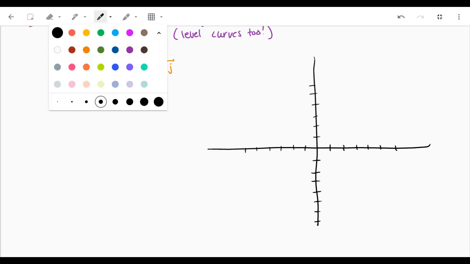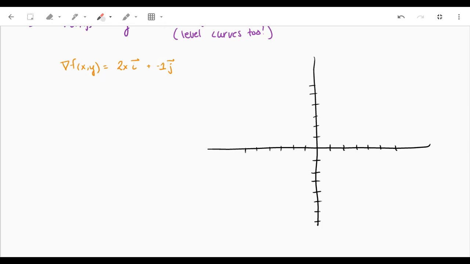Okay, so at 0, 0, we will have 0, -1. And in fact, when x is 0, we will always have 0, -1. So all of these guys will be right here. They all are 0, -1. I think I'm doing the best I can.